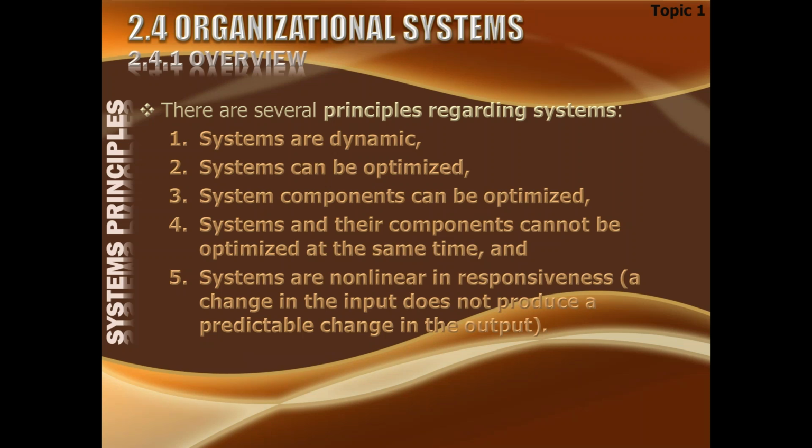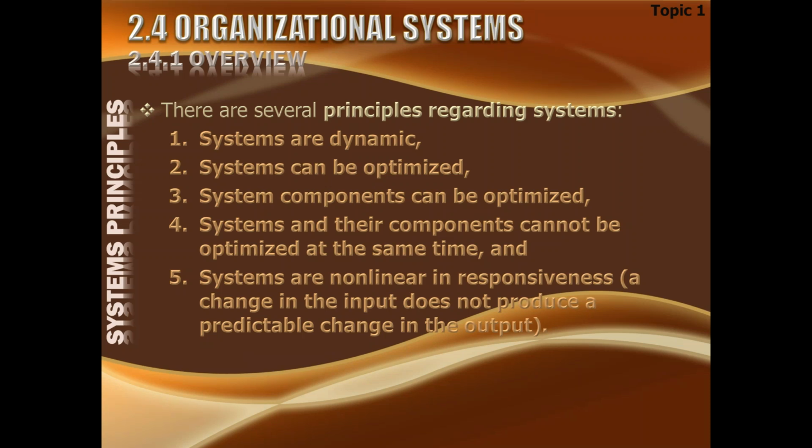Systems and their components cannot be optimized at the same time. Either you start working from top to bottom or bottom to top. You can't be optimizing the main head as well as the lower parts of it. So if you're working on lower parts, then the main head should not be considered, and whatever the results are, they are translated upwards.